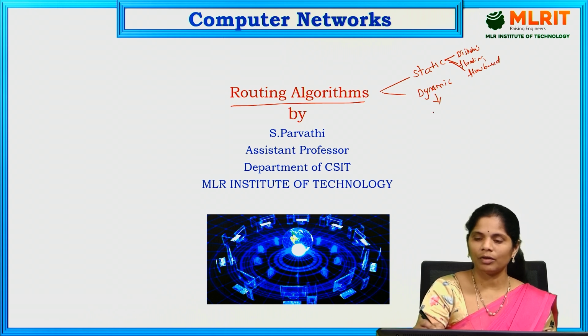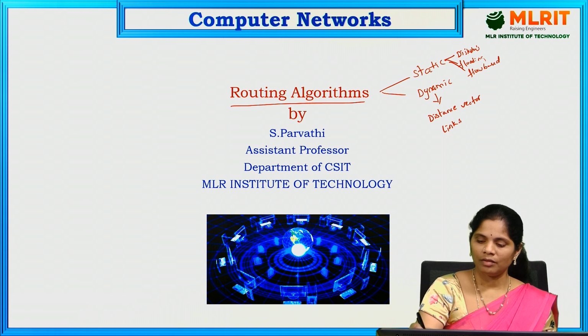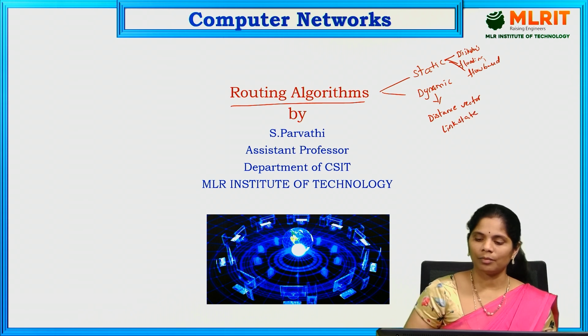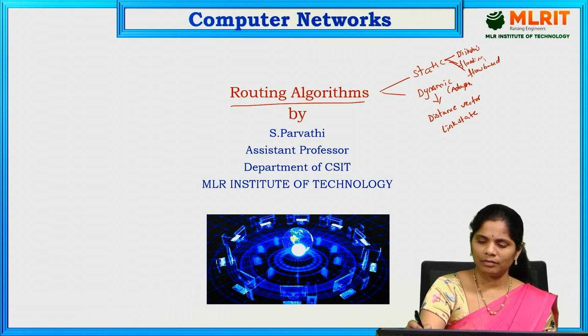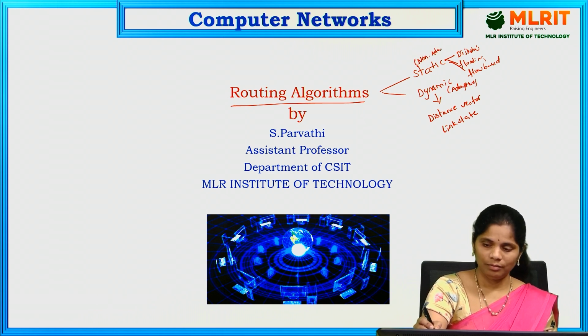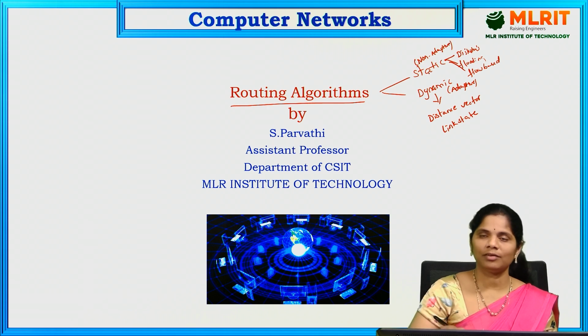In dynamic routing algorithms, we discussed the distance vector routing algorithm and the link state routing algorithm. These two come under the dynamic routing algorithms. Dynamic algorithms are also called adaptive, and static routing algorithms are called non-adaptive routing algorithms. All these we discussed in previous sessions.